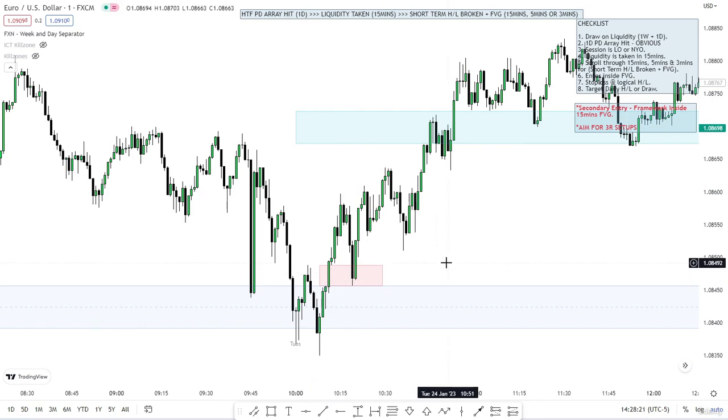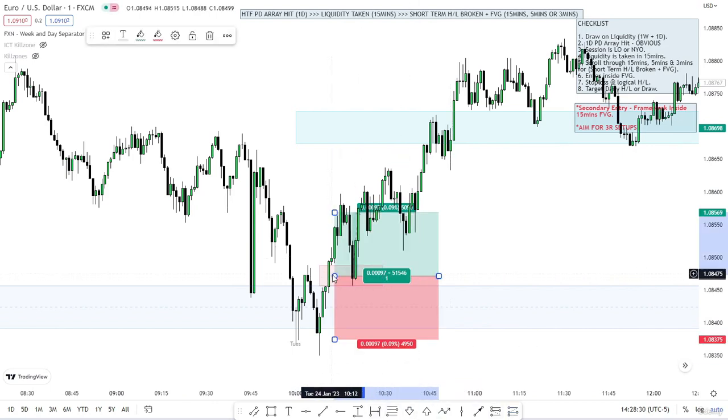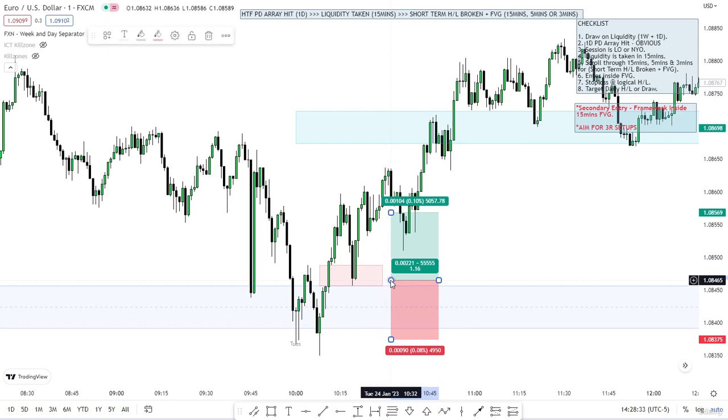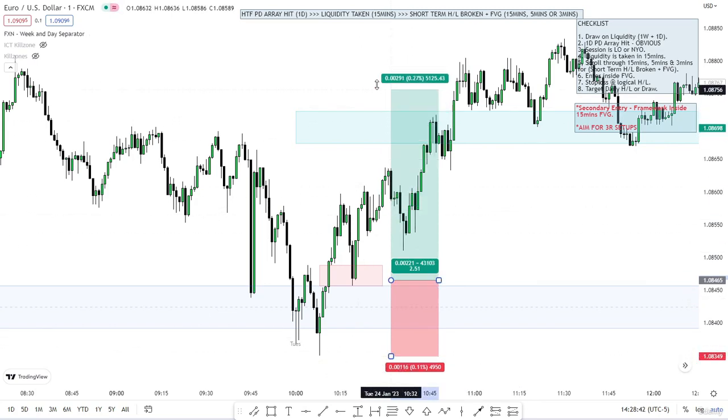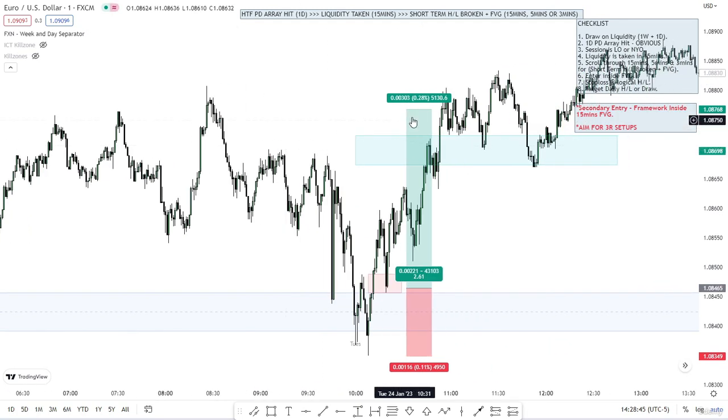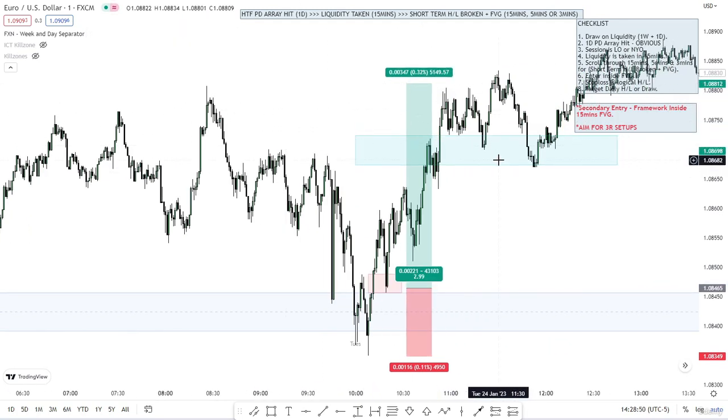That is your entry right there. After breaking this short-term high, imbalance, and you're done. You can see even the potential. So stop was a bit long, just like 11. Then you're aiming probably for this highs first. This is 11:30, so probably right here, 2.99, 34.7.